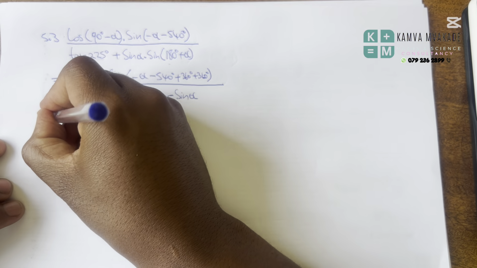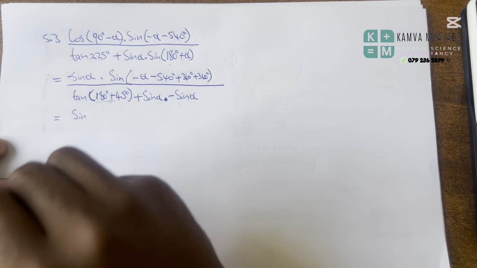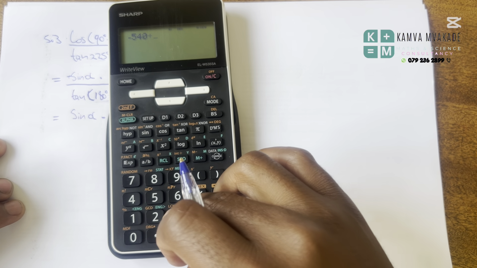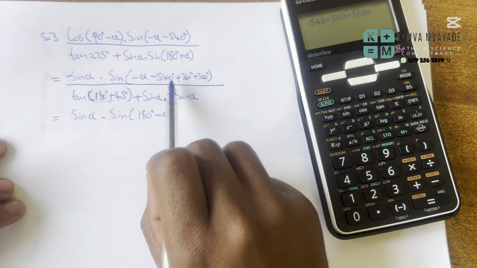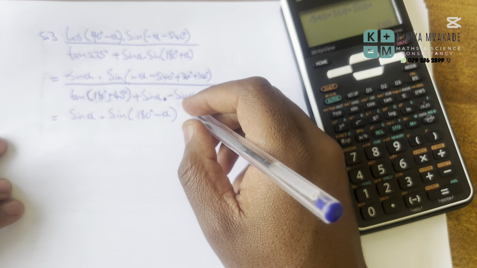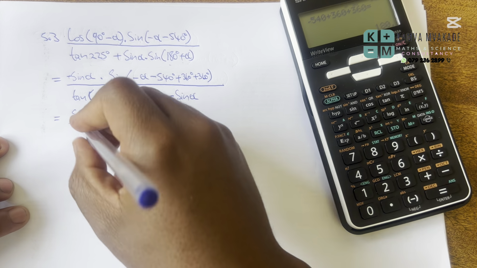alpha. Where did we leave off? At the top we have sine alpha, and sine of this one we have 180 degrees minus alpha. Where is that from? It is negative 540 plus 360 plus 360, which is 180. So it's going to be 180 minus alpha. Then all over tan of 180 plus 45, quadrant number 3, where tan is positive.